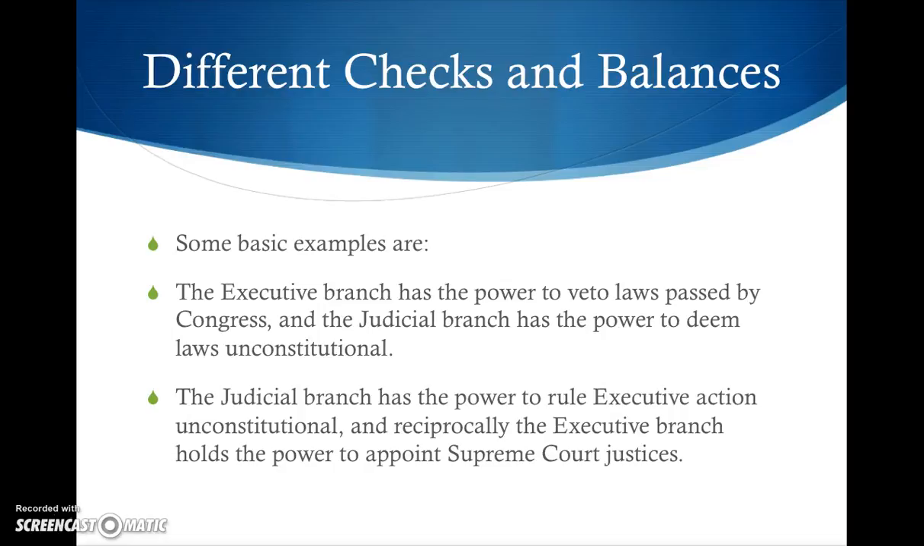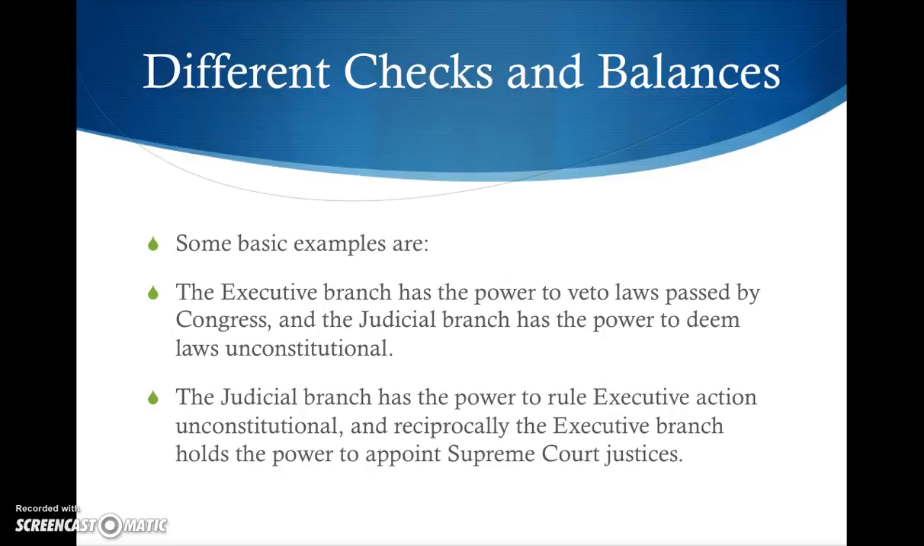And reciprocally, the executive branch holds the power to appoint the Supreme Court justices. So they have a say in who goes on the Supreme Court to rule on all of these different cases of constitutionality. So both those examples I think are good to really show the different ways that the three branches are intertwined and connected and able to consistently hold power over each other and really keep things under control.